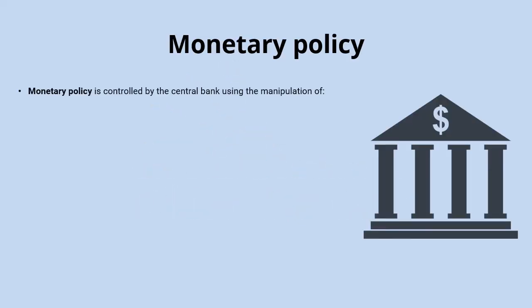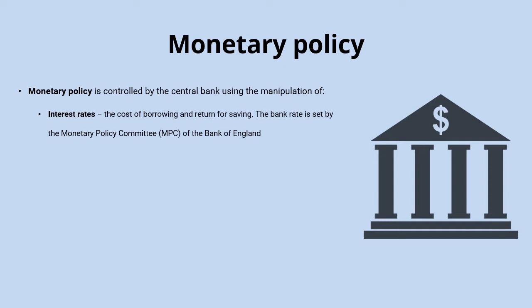Monetary policy is controlled by the central bank, and the main tool that they use is the adjustment of interest rates. And so that is the cost of borrowing and the return from saving money. The bank, or the base rate, is set by the Monetary Policy Committee at the Bank of England, and they meet every month to decide whether interest rates need to rise, fall, or stay the same.